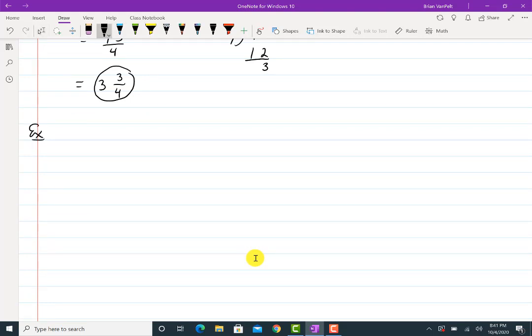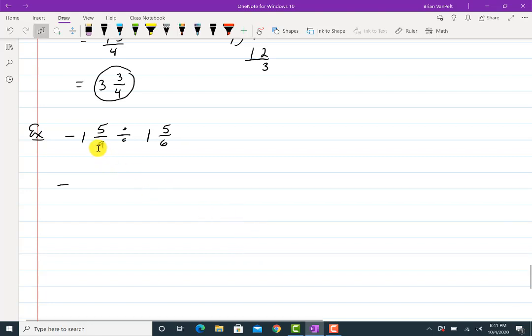Next, I have -1 5/9 divided by 1 5/6. Now, since I have a negative number divided by a positive number, the answer is negative. I know that already. I can ignore the negative throughout the whole problem, but I just need to remember to put it on the end. And I'm going to keep writing it just so I don't forget about it.